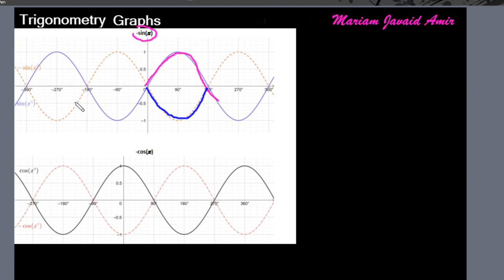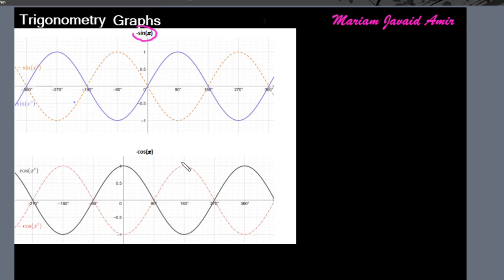Okay. Now for cos x, same story. The original cos x was this curve. Now reflect this on the x-axis and you'll get this new curve. 1 becomes minus 1 and minus 1 becomes 1.